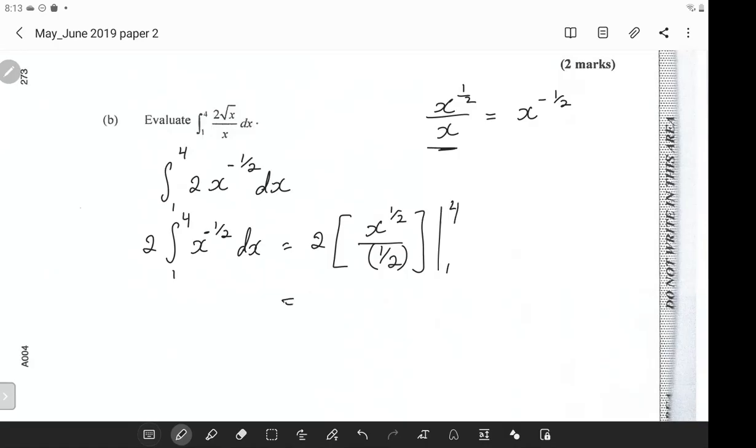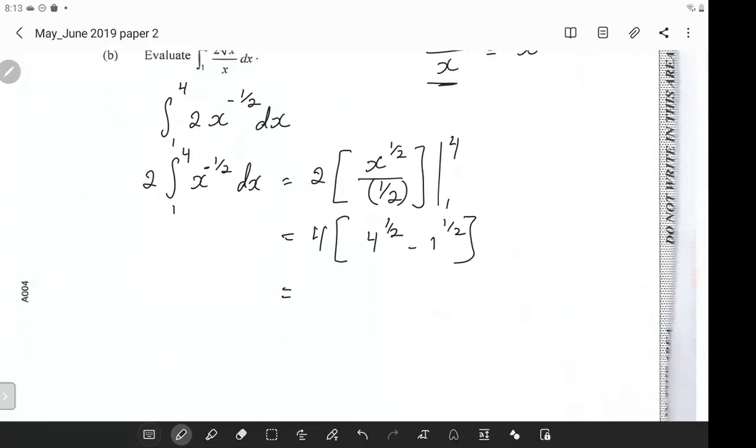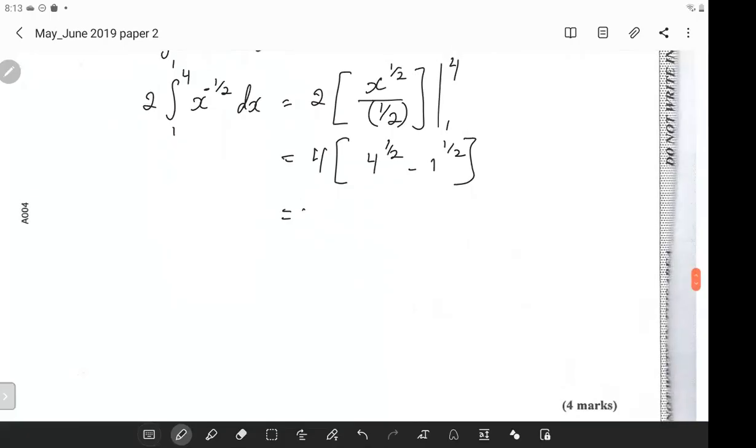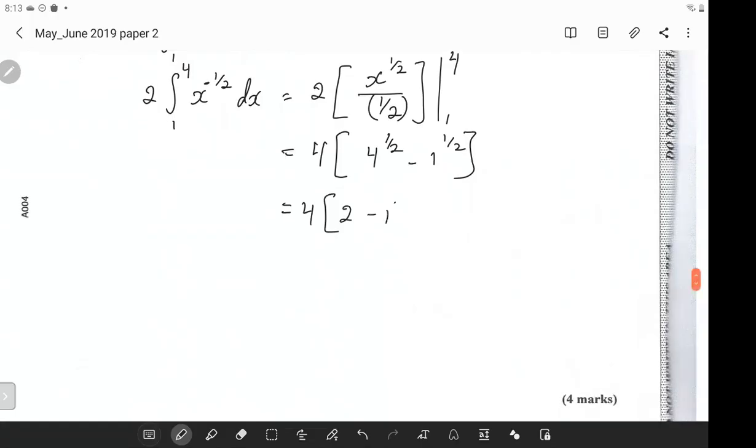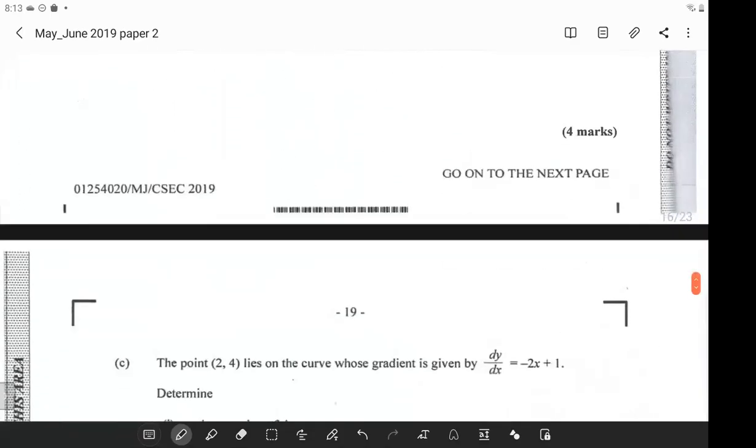Now dividing by 1/2 is the same as multiplying by 2, and we can multiply by the 2 outside. So we get 4 times 4 to the 1/2 power, upper limit, minus 1 to the 1/2 power, lower limit. Now the 1/2 power is just the same as taking the square root, right? So the square root of 4 is 2. So we have 4 times 2 minus the square root of 1, which is 1. So that is just equal to 4 times 1, which is 4. Lovely.